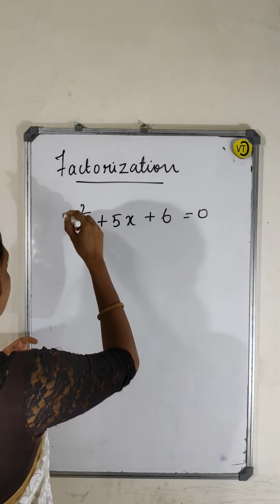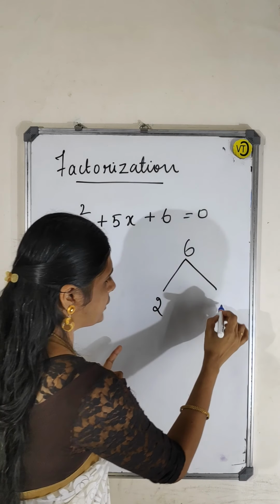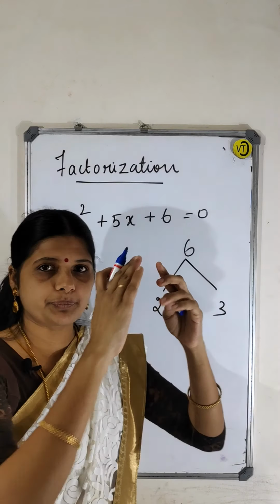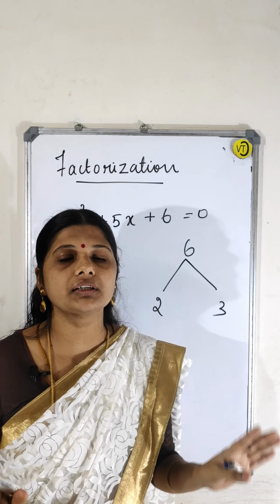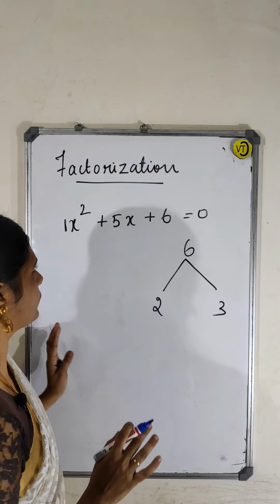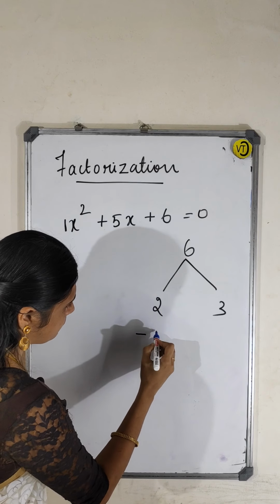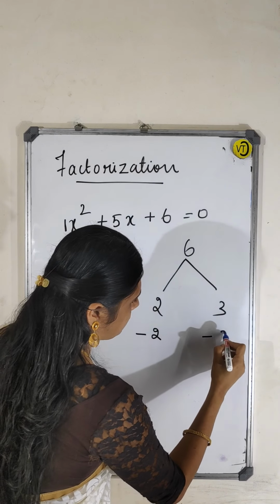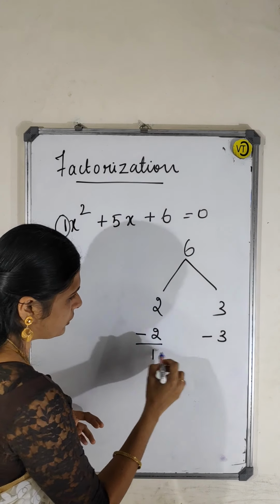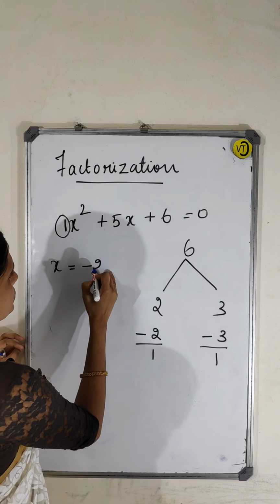So again, 1 into 6 is 6. Same again, 2 into 3 is 6, and 2 plus 3 is 5. First of all, the separation of the middle term, the same thing as in the last method, you are going to do here also. Then the first step: this 2 is there, so minus 2 you keep; 3 is there, so minus 3 you keep. What is the coefficient of x square? It is 1 only, no change at all. So x is equal to minus 2 and minus 3.